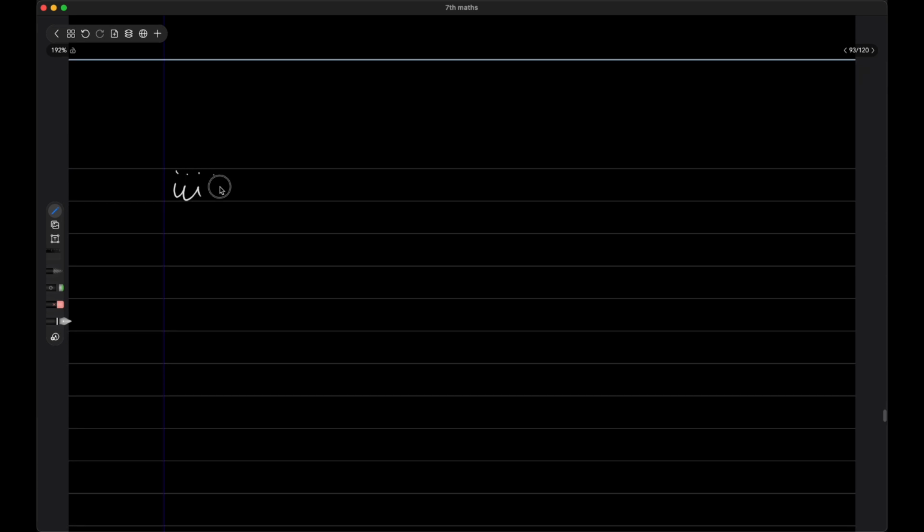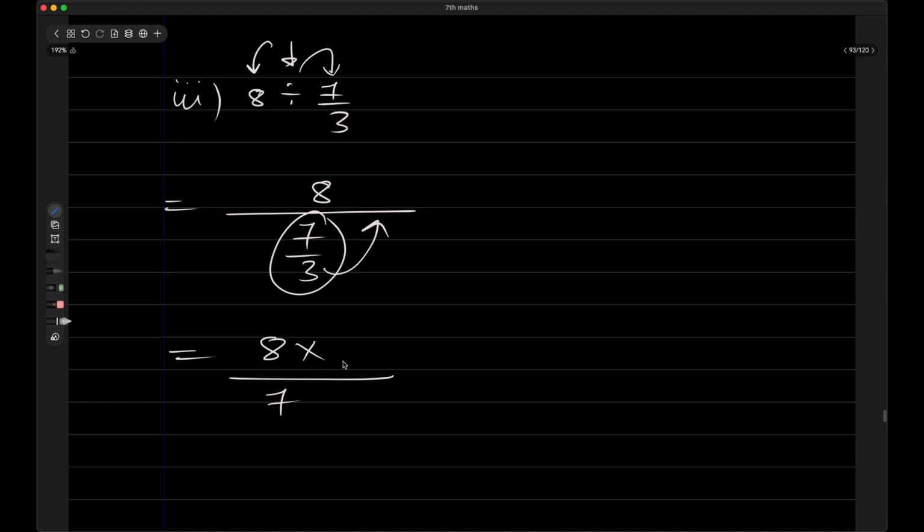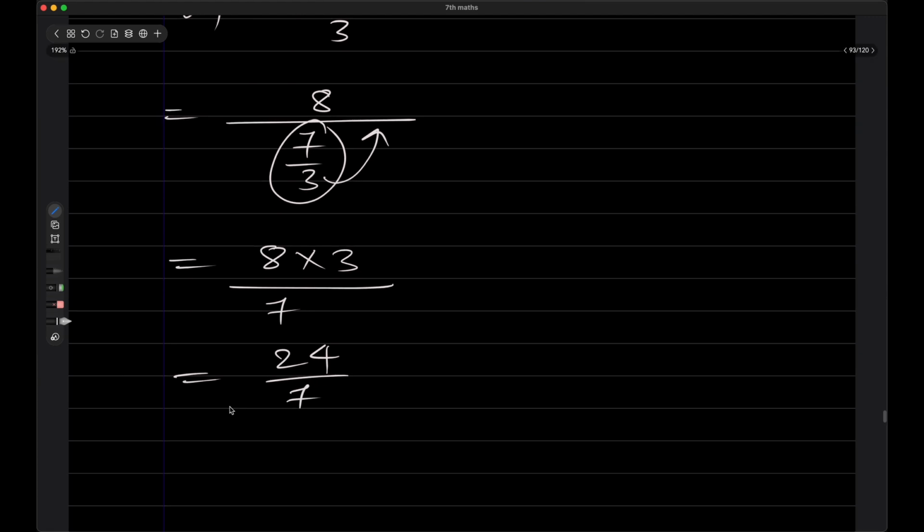Third, 8 divided by 7 by 3. Starting from the division line, write the left side above the division line and the right side below the division line. Now for all the fractions, send the denominator to the opposite side of the division line, that is 8 as it is, 7 as it is, send 3 above the division line, and 8 3s are 24 by 7 is the answer.